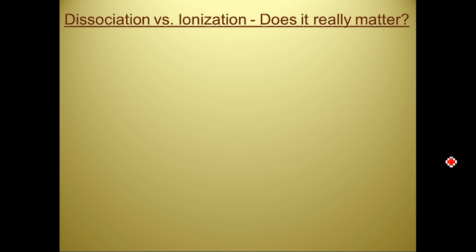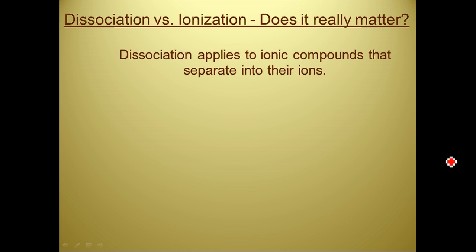Okay, dissociation versus ionization, does it really matter? This is getting a little bit nitpicky, but here's the idea. We don't usually like to talk about acids dissociating when they're poured into water. We like to talk about them ionizing. The reason for it is this. Dissociation is a word that applies to ionic compounds that separate into their ions. So it would apply to things like francium fluoride that have very large differences in electronegativity, as we talked about in the electronegativity chapter, in the molecular chapter at the beginning of third quarter.